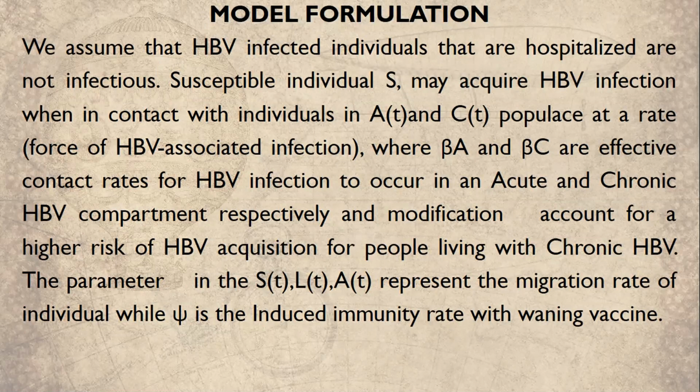Susceptible individuals may acquire HBV when in contact with individuals in the A(t) and C(t) populations respectively, where beta A and beta C are the contact rates for HBV infection at the acute and the chronic stage respectively, and mutation causes a higher risk of HBV acquisition for people living with HBV. The parameter delta(t) is the migration rate, while epsilon is the immunity rate with waning vaccine.